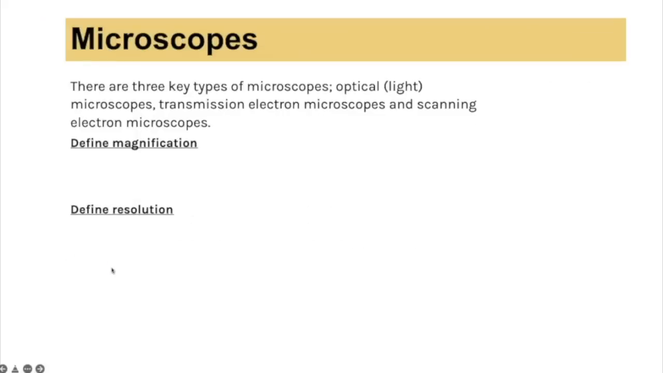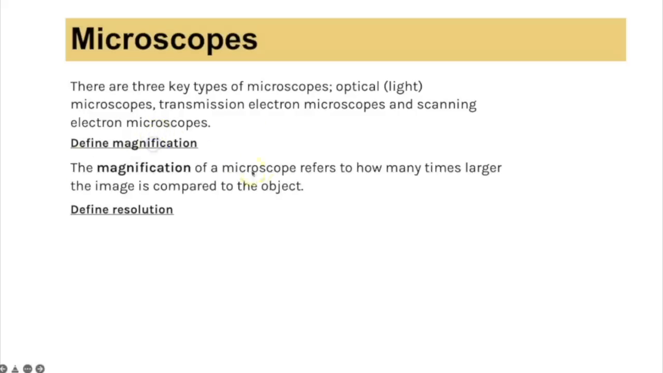First of all, with the microscopes, there's a couple of key definitions you need to be aware of. You also need to know the three main types of microscope. There are optical microscopes, which are the light ones, which you'd be using in school. You then have electron microscopes, but you can have either a transmission electron microscope or a scanning electron microscope.